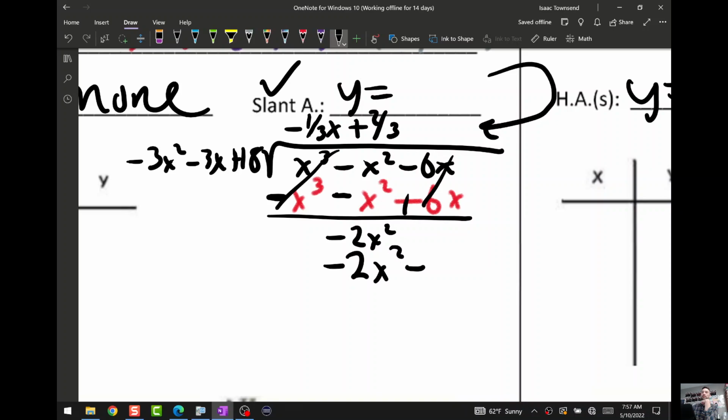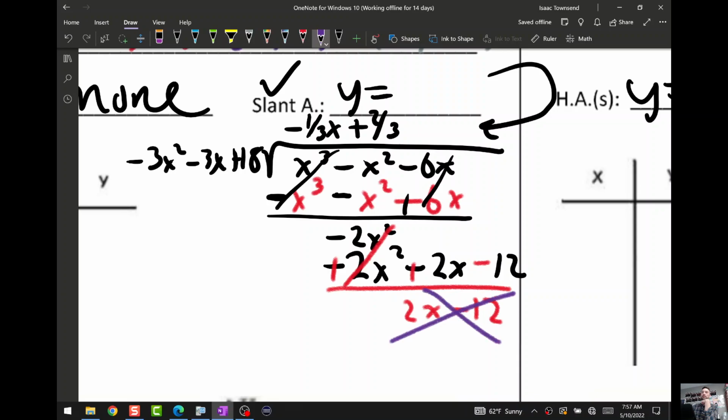Then multiply it to this. Change the signs and add. And it looks like we're done because this guy here is now the remainder. Remember, remainders don't just have to be numbers, but we can't do the process again without putting x's in the denominator, which is not what we're interested in. So slant asymptote, the remainder has no effect.